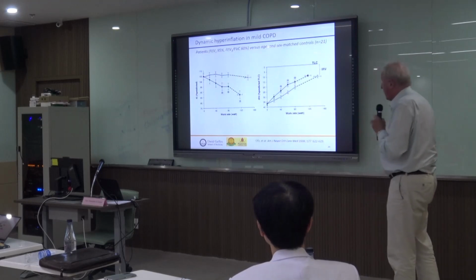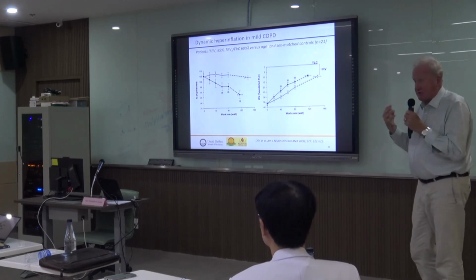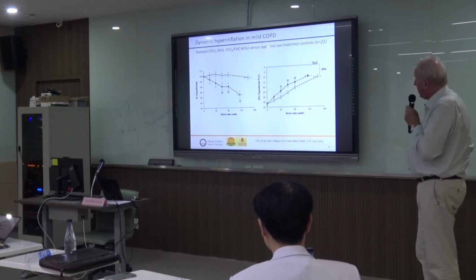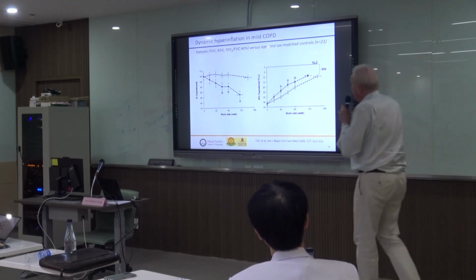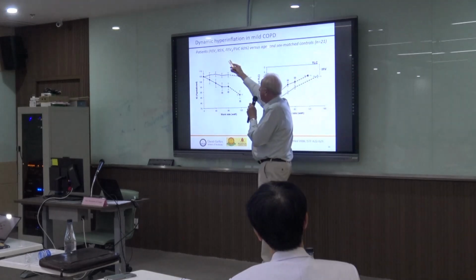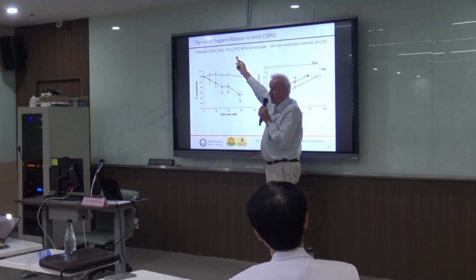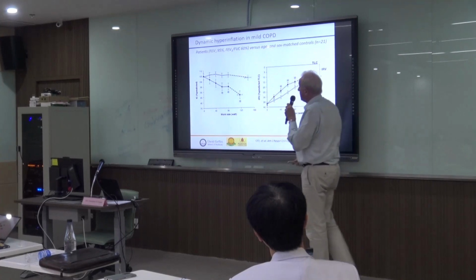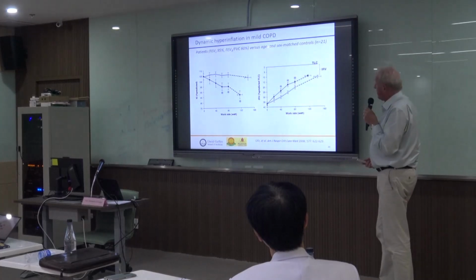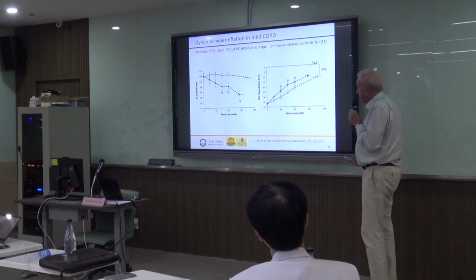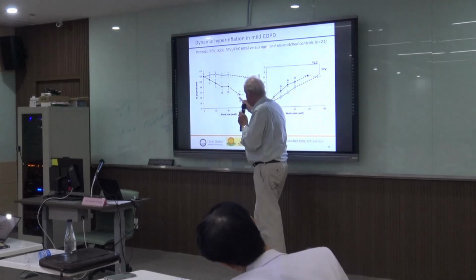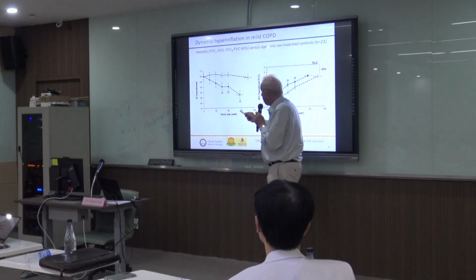And dynamic hyperinflation happens not just in severe COPD. Dennis O'Donnell's group have shown that it can happen in patients, as you can see here, whose FEV1 values are actually normal, but they have airflow obstruction, as demonstrated by an FEV1/FVC ratio of less than 70%. And if you compare these with age- and sex-matched controls, you can see that these individuals have falls in inspiratory capacity with increasing work rate.